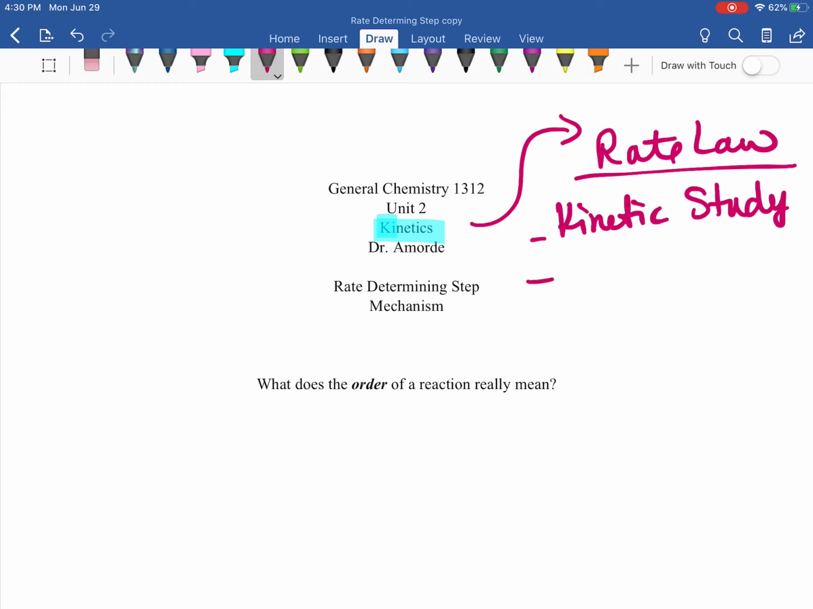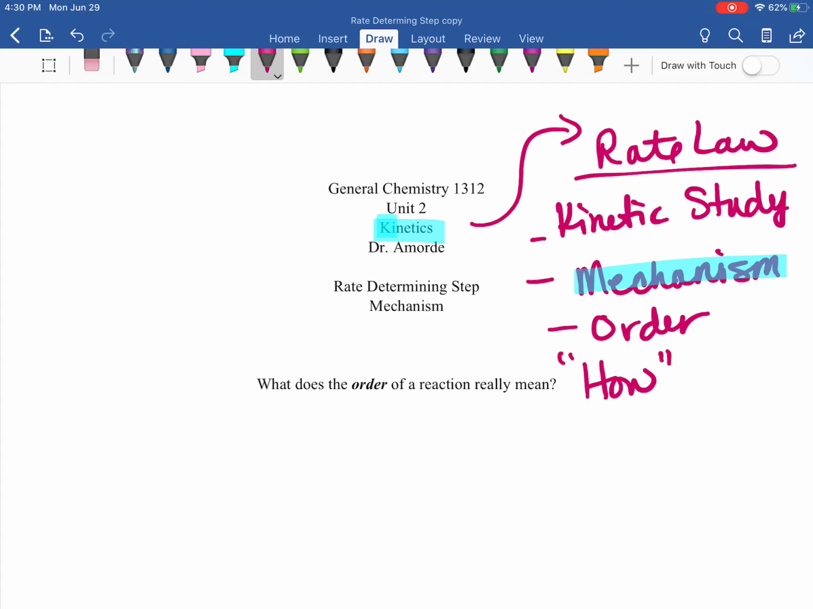We can learn about something called our mechanism from the order of a reaction. Now, this is pretty amazing. So what is a mechanism? Our mechanism is literally how that reaction happens. We're going to track what might be happening literally in your flask for that reaction. So how does that reaction happen?